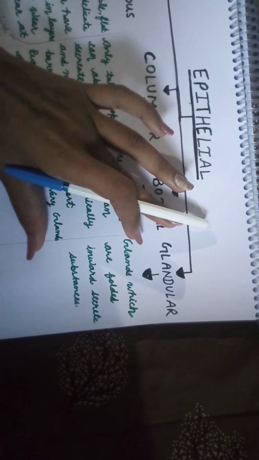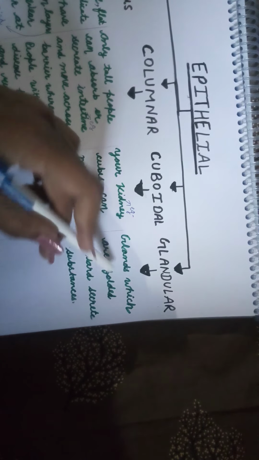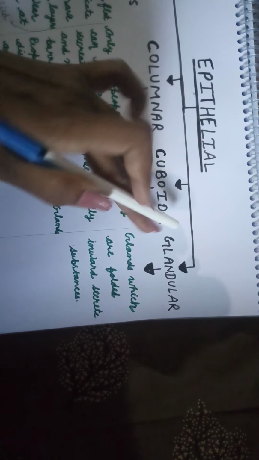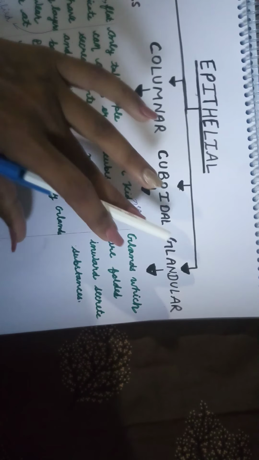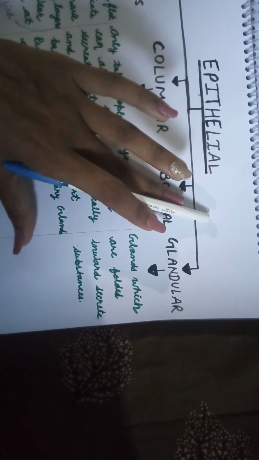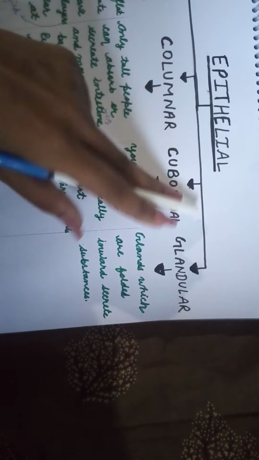Sometimes a portion of epithelial tissue folds inward, and multicellular glands are formed. Okay. So the function of glandular epithelium is to secrete substances at the surface of epithelium.